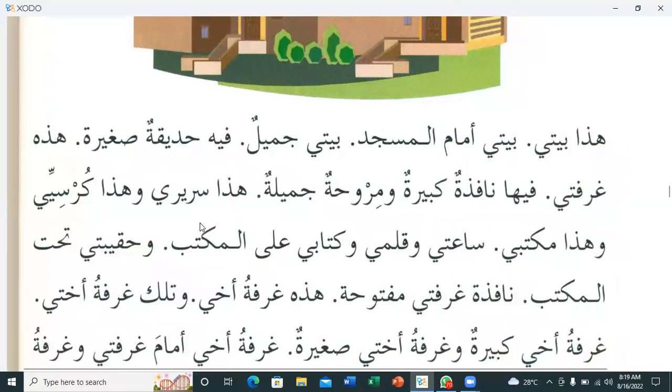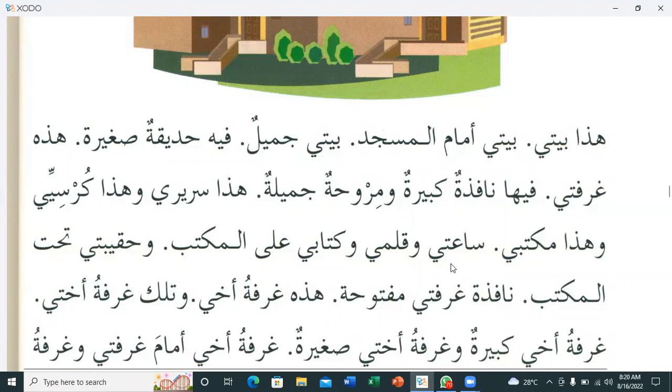Hada sariri. This is my bed. Sarirun, bed. The ya pronoun is used for my. Wahada kursigi, and this is my chair. Wahada maktabi, and this is my desk. Hada sariri, wahada kursigi, wahada maktabi. This is my bed, and this is my chair, and this is my desk.